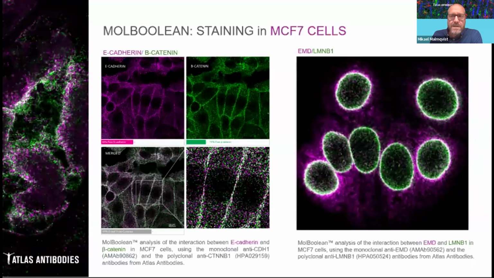And then you use image analysis to quantify the single versus dual fluorescent RCPs, and the fractions of interacting versus free proteins are presented here as a percentage of total target proteins in the sample. And to the right is the other example that Ola showed, analyzing the interaction between emerin and lamin B1. And one can observe protein proximity of the two proteins in the nuclear membrane. But what is also evident is that the proteins are present on their own in the endoplasmic reticulum and the nucleoplasm, respectively.